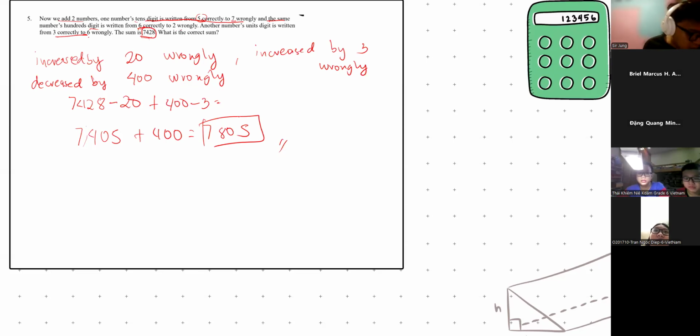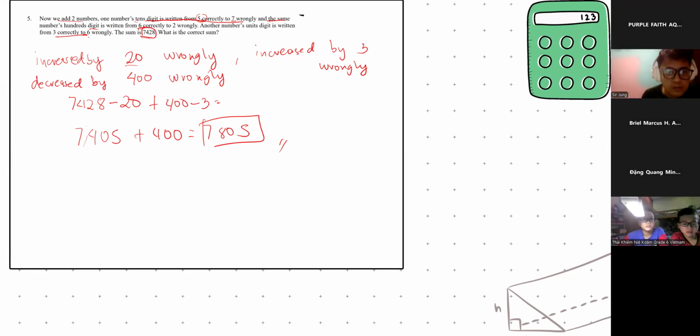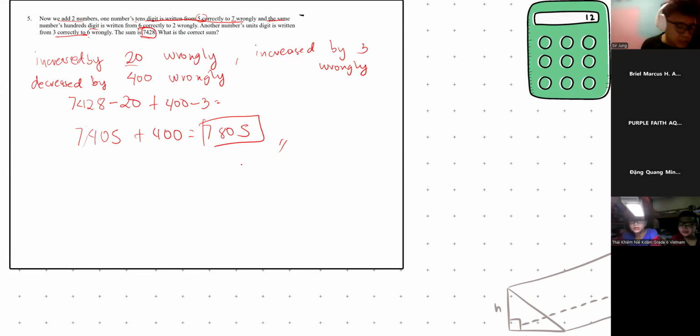So they just did an arithmetic mistake, I guess, because we need to consider this one here to be increased by 20 wrongly instead of having decreased by 20 wrongly. Okay. Yes, Miss Purple, you have a question? The answer on my answer sheet was 7805. Oh, okay. So that's the correct answer. On my end, the answer is 7825, so I think I got the incorrect 5. So anyway, this should be the answer, 7805.